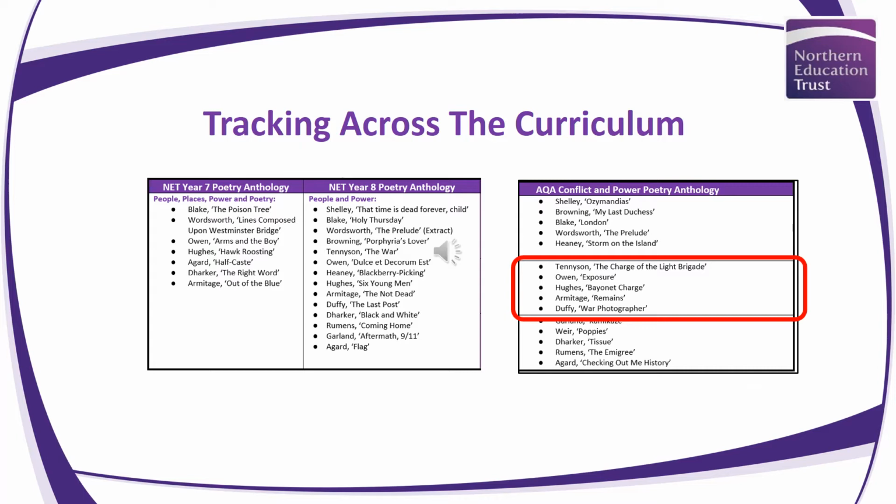Not only are the poets from the literary canon, but also we'll be able to see how they do link in preparation for that GCSE. So if we're looking in Year 7, we'll be able to see, for example, Wilfred Owen, Arms and the Boy. Moving into Year 8, we've got Wilfred Owen, Dulce et Decorum Est, and then finally moving into the Conflict and Power Poetry anthology, we've got Wilfred Owen, Exposure. One thing that should be clear throughout all of those poems is the disillusionment of war.